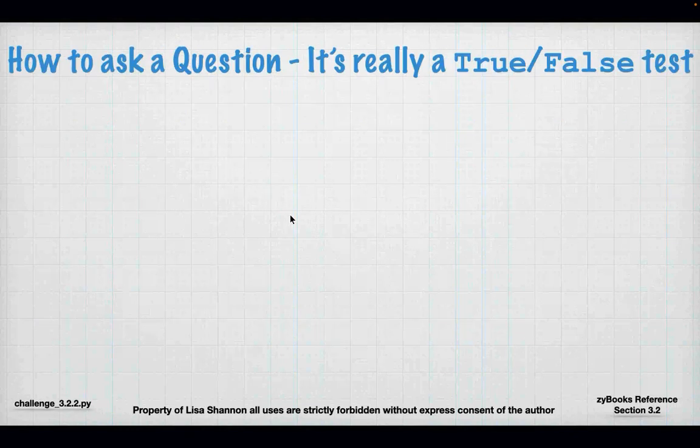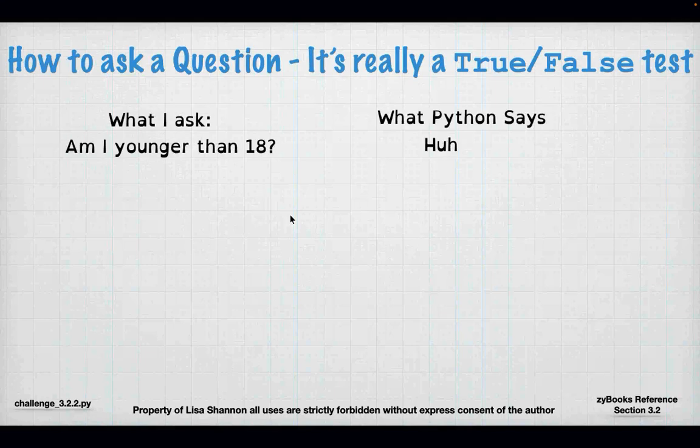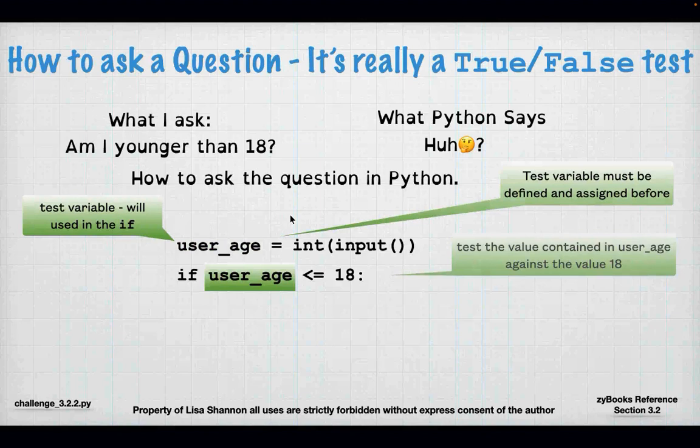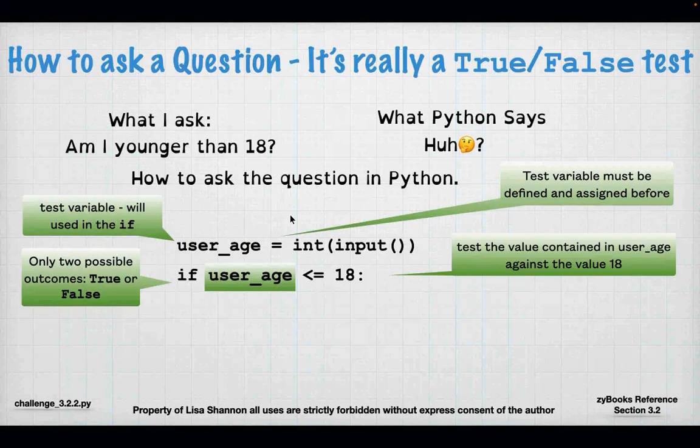So this is how you're going to ask the question. And I know we've gone through this once, but I think it's important. If I say, am I younger than 18? So I've got user age equals int input. The test variable is user age, and so I'm going to test that variable against something. It'll be a value. The value could be in another variable. The test variable has to be defined and assigned before the if statement. That if statement can have one of two possible outcomes, true or false. That's it. And that's where we as programmers have to say, okay, I need to break down whatever my task is into component pieces so that I can get a true or false answer.